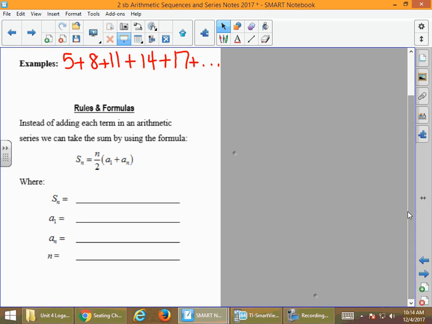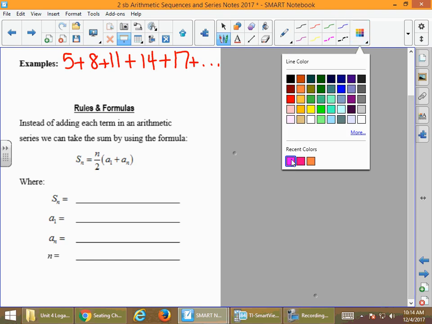Instead of adding each term in an arithmetic series, we can take the sum by using this formula. Again, S, for the sum of n terms, is n divided by 2 times the quantity of the first term plus the nth term.